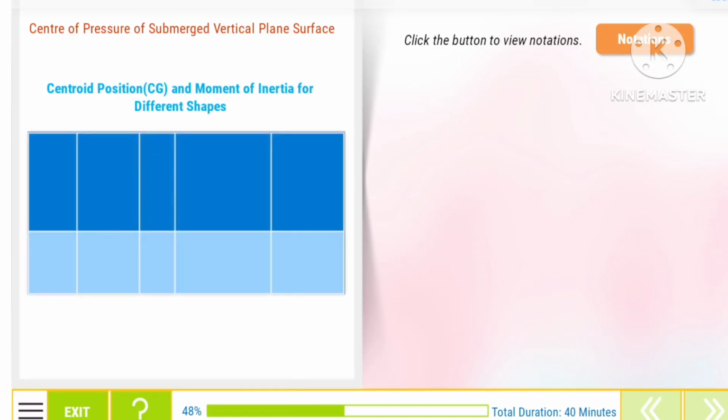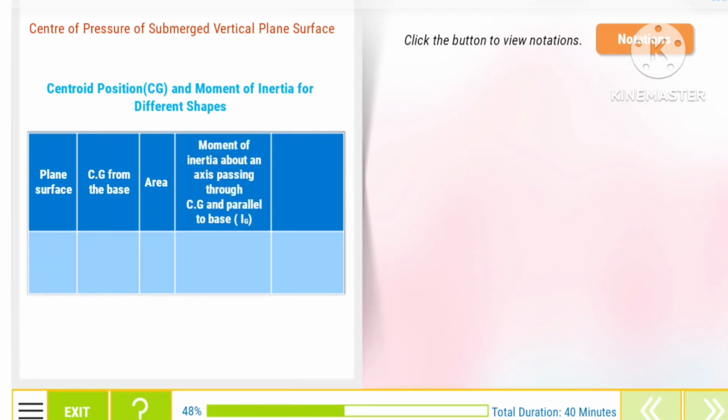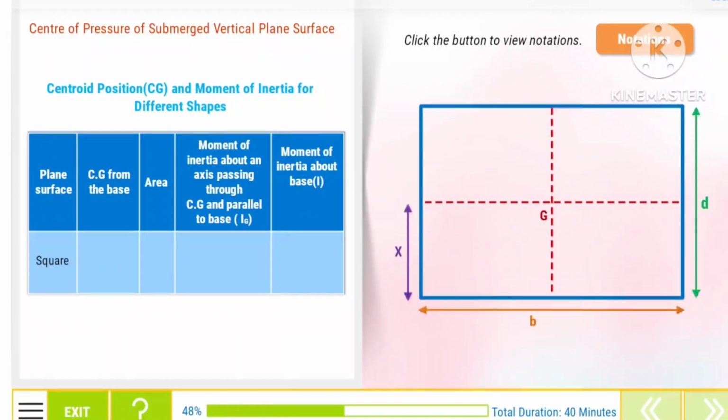The first column in the table is plane surface. The second column in the table is CG from the base. The third column in the table is area. The fourth column in the table is moment of inertia about an axis passing through CG and parallel to base, IG. The fifth column in the table is moment of inertia about base, I. The first plane surface is the rectangular surface.